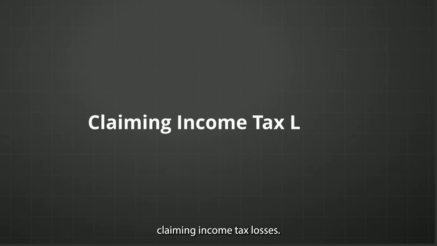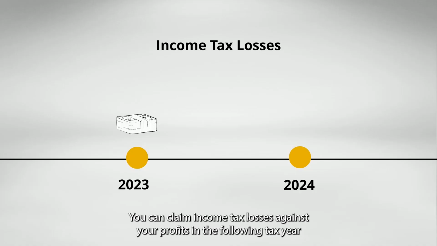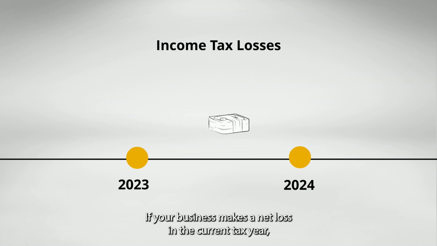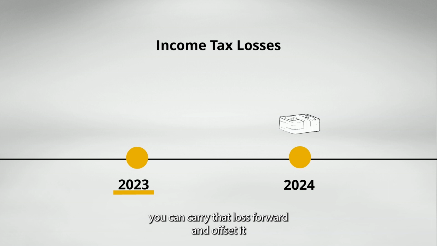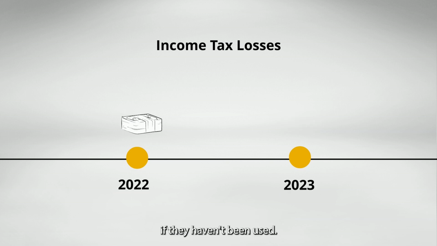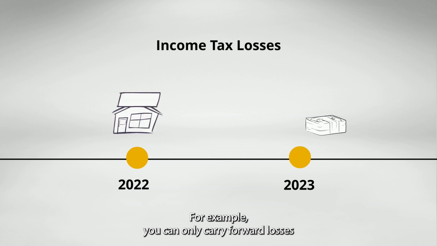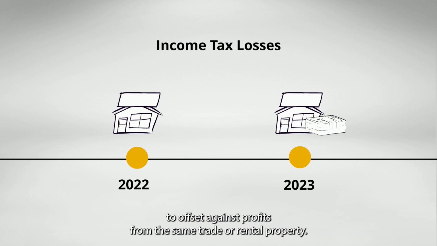Claiming income tax losses. To give you an overview, we will also discuss claiming income tax losses. You can claim income tax losses against your profits in the following tax year. If your business makes a net loss in the current tax year, you can carry that loss forward and offset it against your profits in the following tax year. You can also carry forward losses from previous tax years if they haven't been used. However, there are restrictions on how income tax losses can be used. For example, you can only carry forward losses to offset against profits from the same trade or rental property.